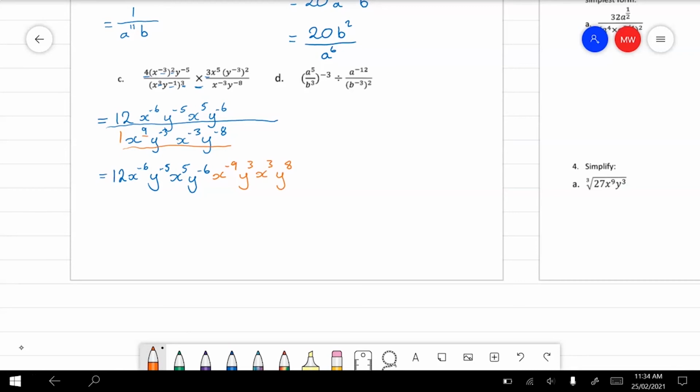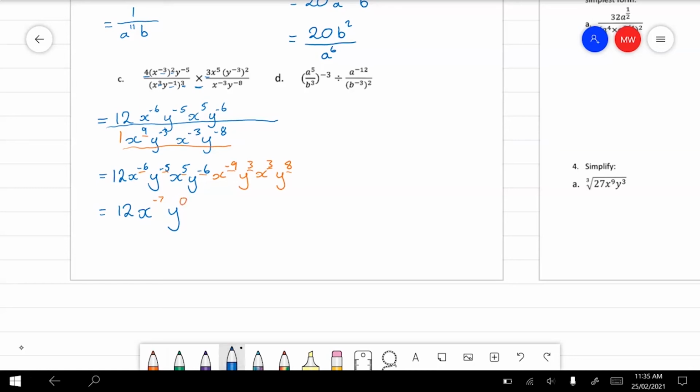Okay. And now we've got the nice simple task of just sweeping through with rule number 1, adding the indices together. So we've got 12 and we've got x's, we've got minus 6 plus 5 makes minus 1, minus 1 plus minus 9 makes minus 10, minus 10 plus 3 makes minus 7, okay? And then I've got y's, I've got minus 5, minus 6 makes minus 11, minus 11 plus 3 makes minus 8, and minus 8 plus 8 makes 0.